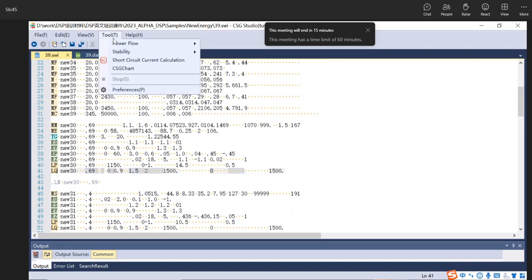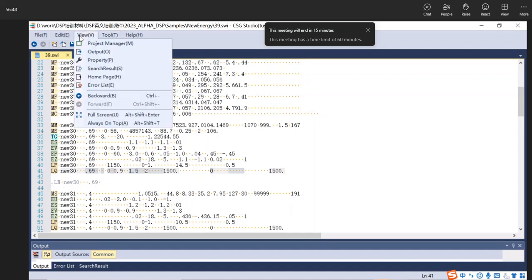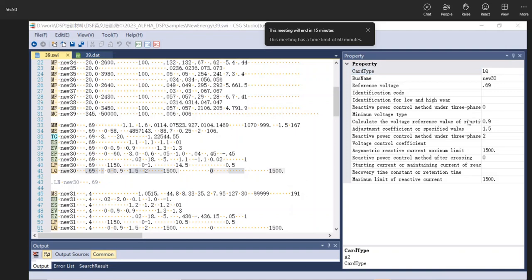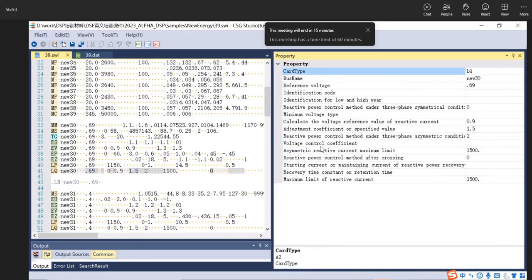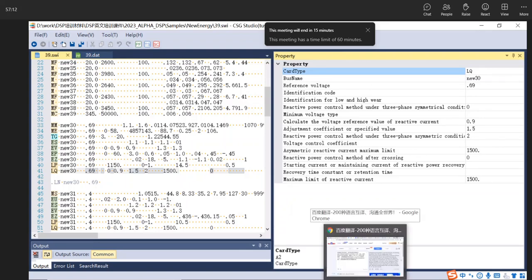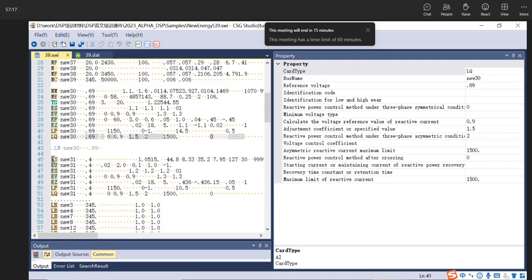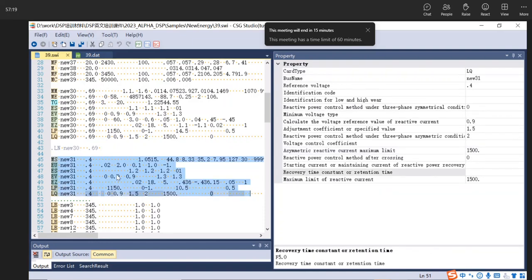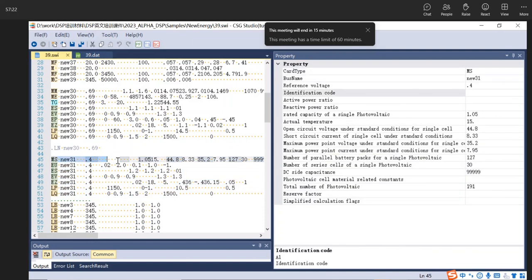a lot of cards, and you can select the view and the property to see the detail of the parameters. But if you can't understand how to write and how to fill in the parameters, you can go back to see the PowerPoint. The table I put in the PowerPoint is more detailed. And this part is the solar system.